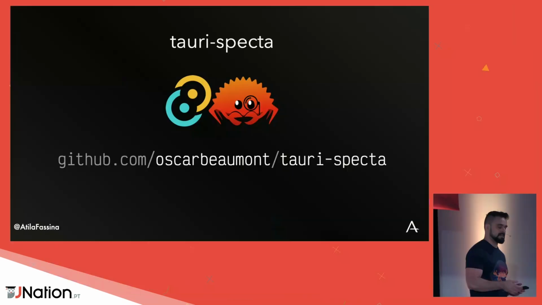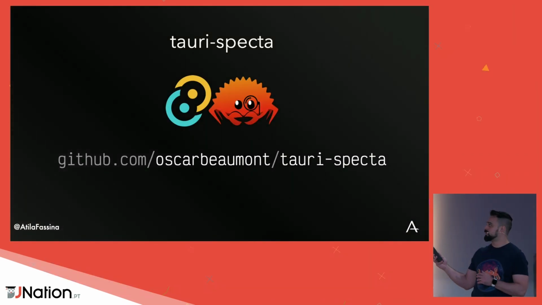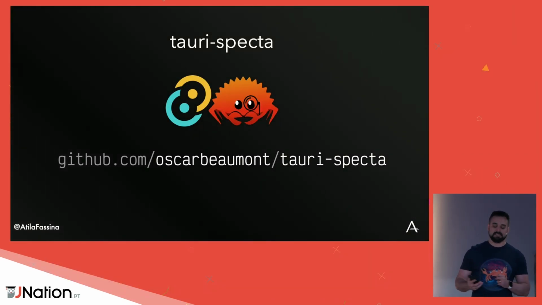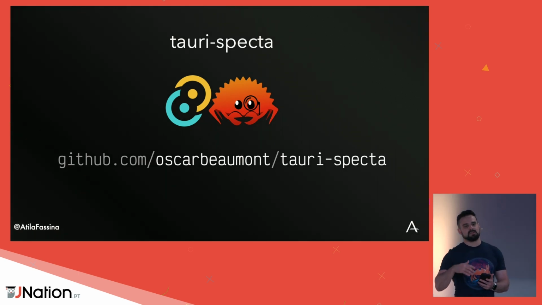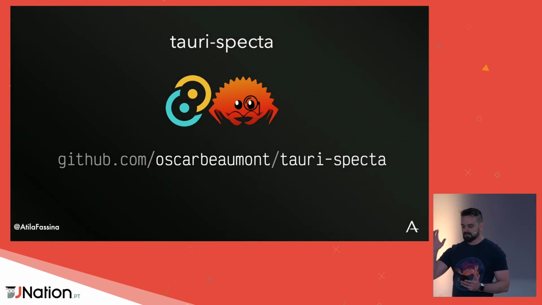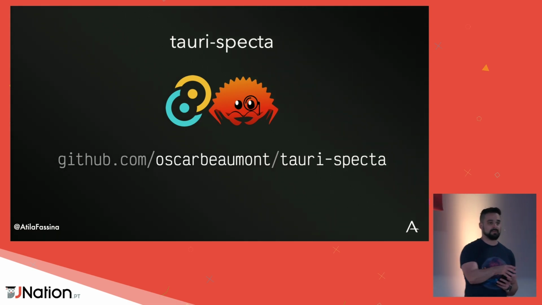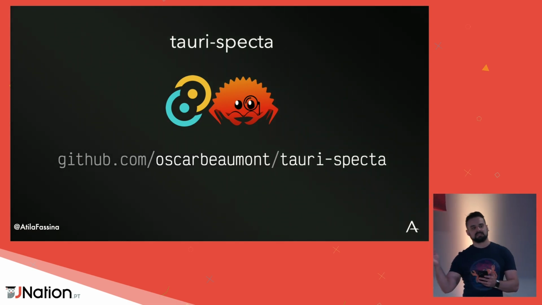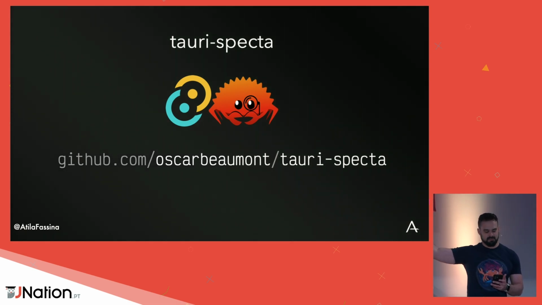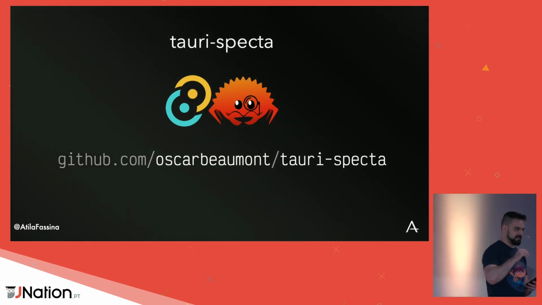One of them, my favorite one actually, is this crate from some friends of mine. It's called Tauri Specta. Specta is another crate that's going to generate TypeScript types out of Rust commands and methods. Tauri Specta is the wrapper for Tauri of that Specta. So both are maintained by the same people.